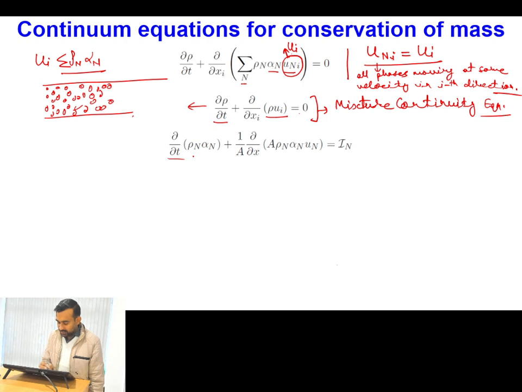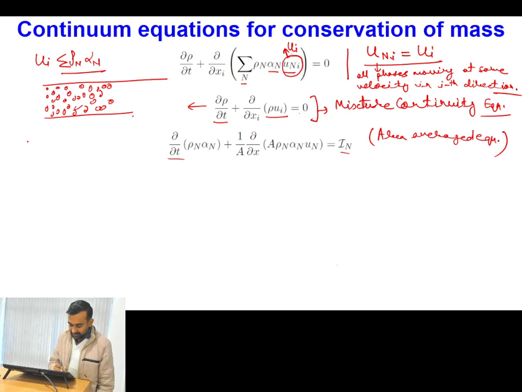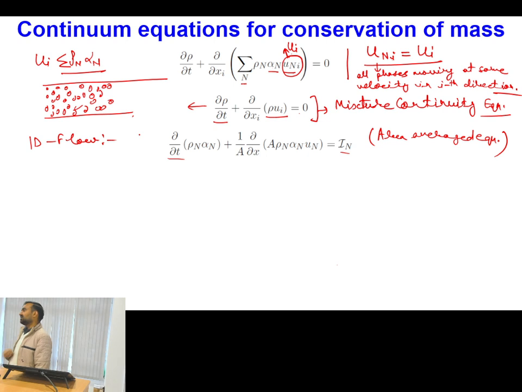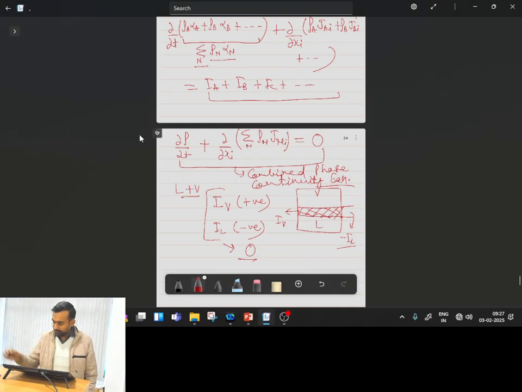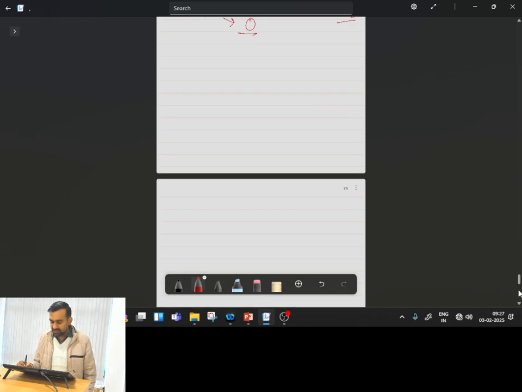Now comes the next part, which is the area averaged equation. This is typically employed for the 1D flow assumption. Whenever we study flows, many times we make one assumption, which is called the assumption of one-dimensional flow. Can you tell me, from basic fluid dynamics, what do you understand by 1D flow?